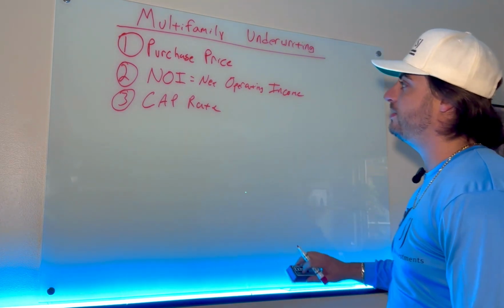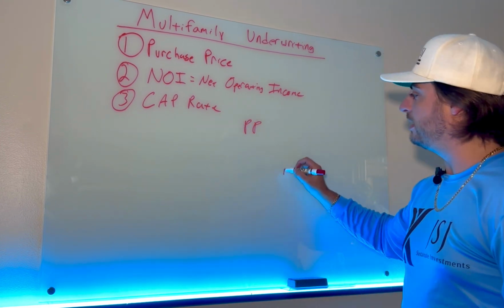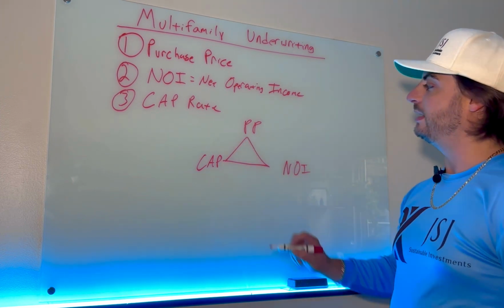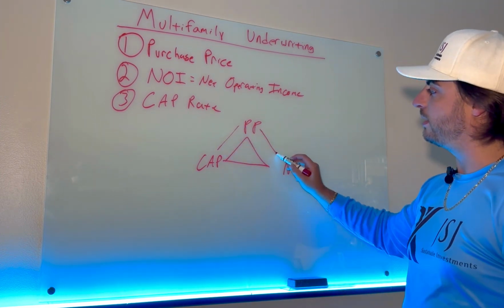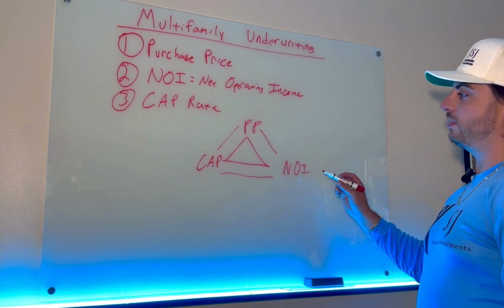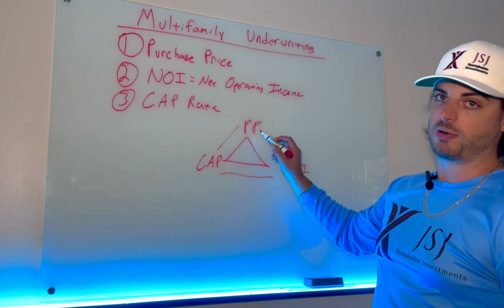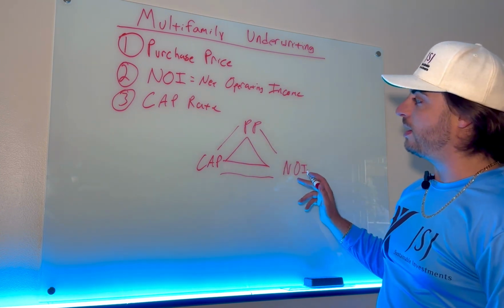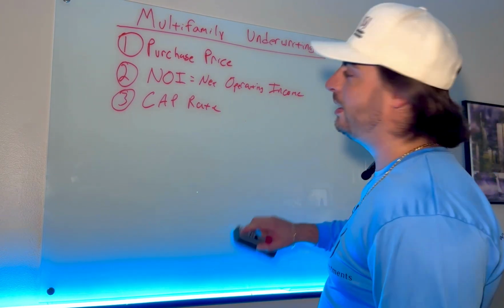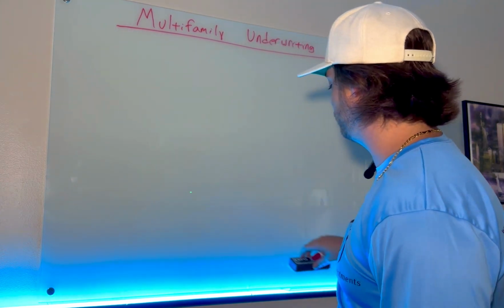Now all of these relate to each other. So the purchase price, the NOI, and the cap rate, it's like a triangle. If you have two sides of the triangle, you can solve for the other side. In order to find out the cap rate, you would take your NOI and divide it by the purchase price. In order to find out the NOI, you take the purchase price and multiply it by the cap rate. Now that you know how these things work, let's get into an actual deal.